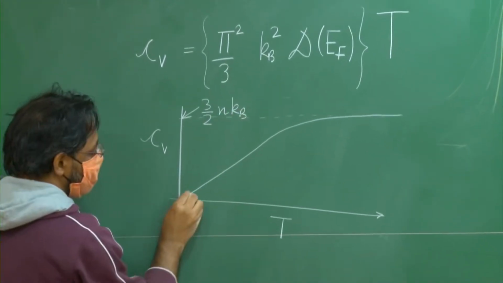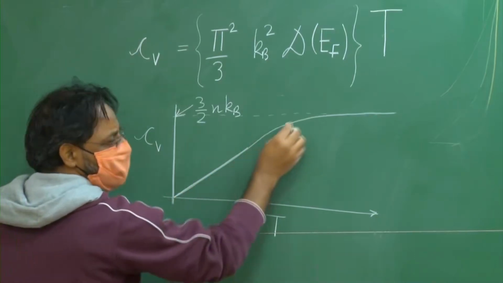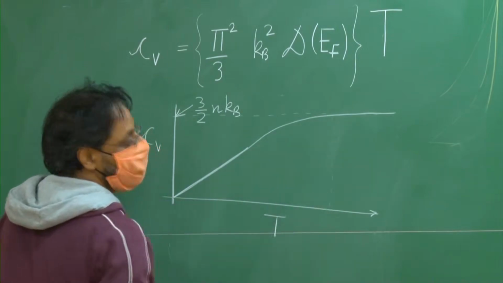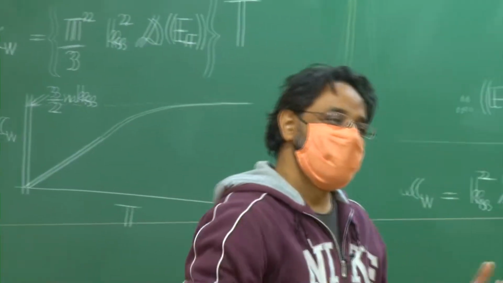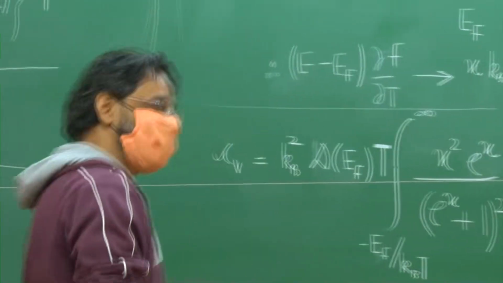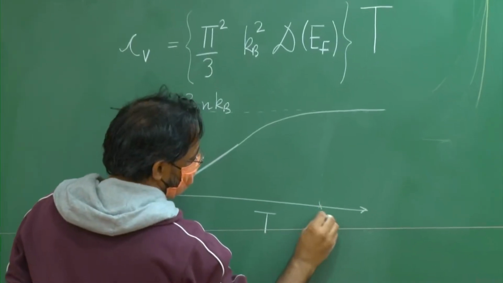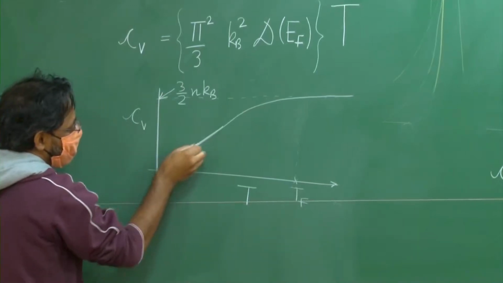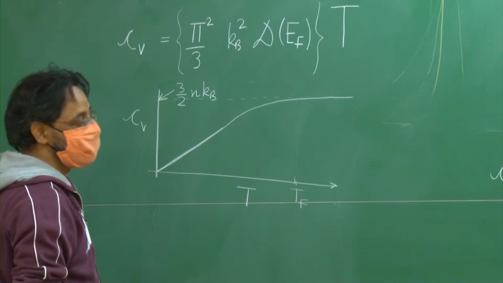This is the linear regime where Cv is proportional to T, and this regime extends to very high temperatures. You imagine this temperature is close to the Fermi temperature. Unless you reach close to the Fermi temperature, you don't reach the classical limit. So this is like TF, close to TF, okay. So at ordinary temperatures, even at room temperature, the specific heat of a metal is linear.